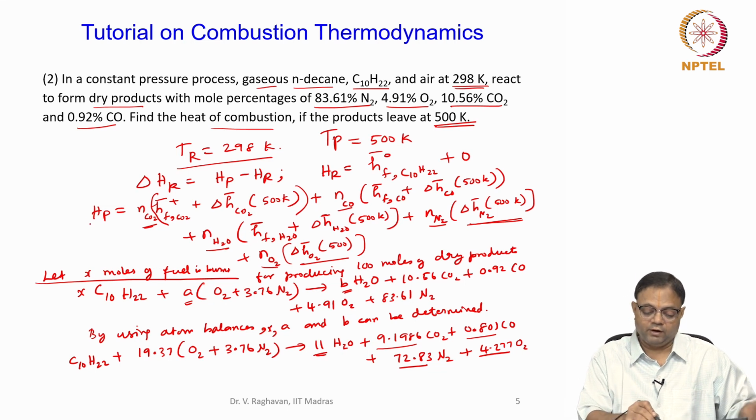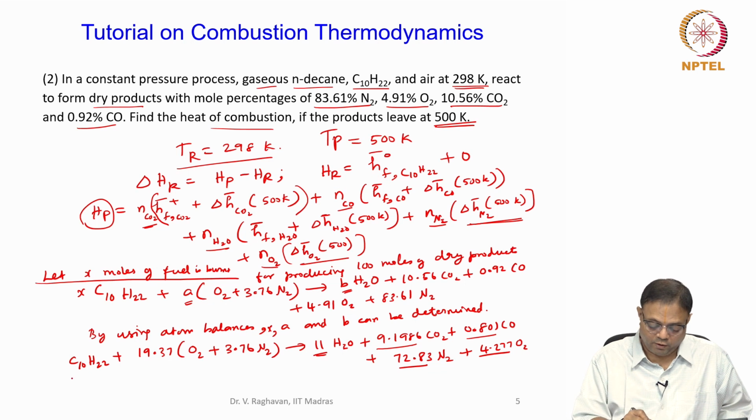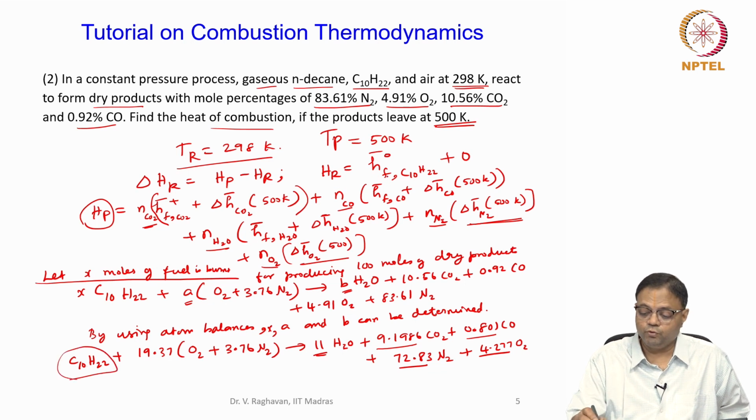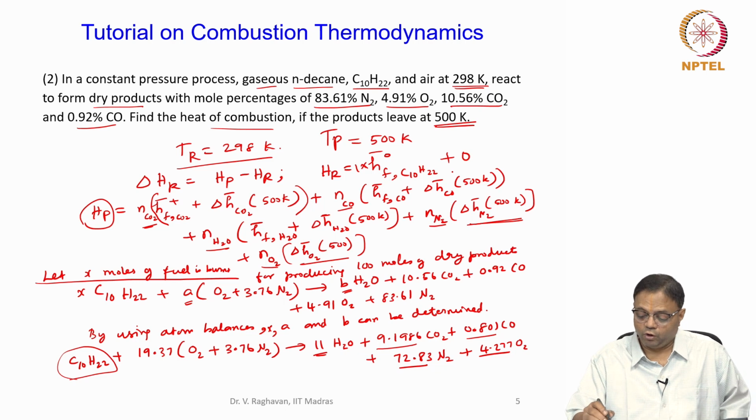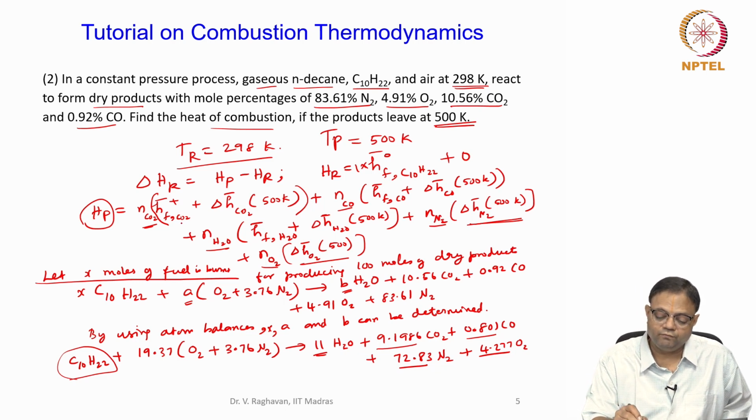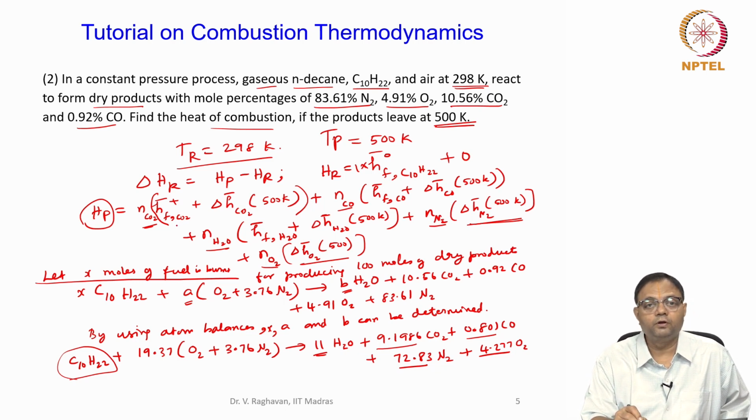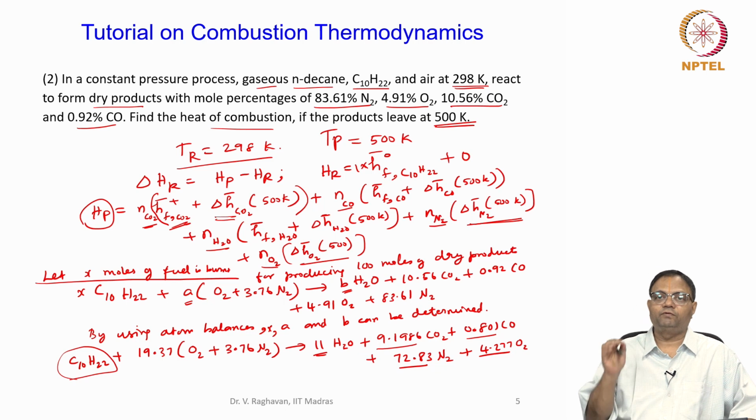From that I can calculate HP. As I told you, HR is only contributed by 1 kilomole of the fuel. So 1 into HF of C10H22. So now please understand that I have to retrieve, apart from the standard enthalpy of formation, the sensible enthalpy also at 500 Kelvin.